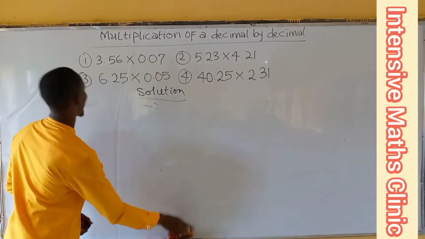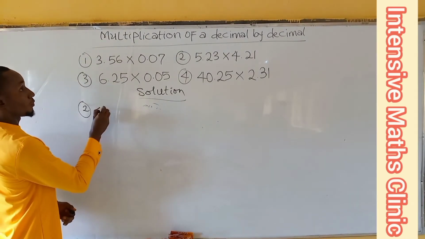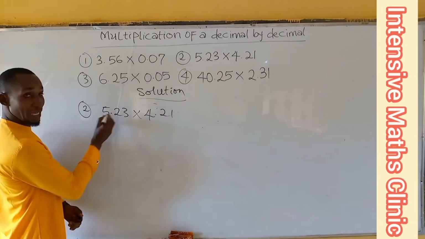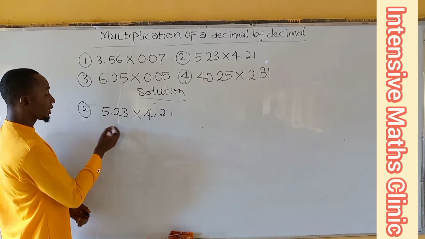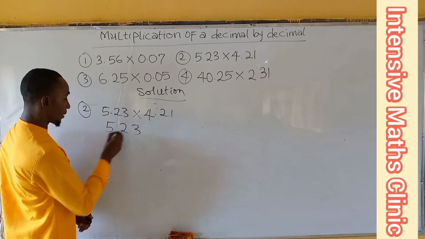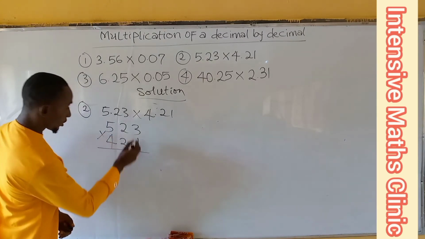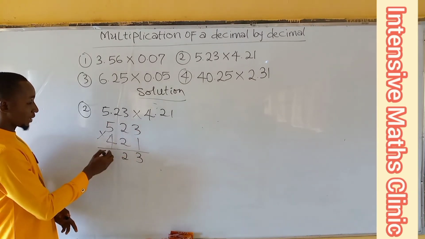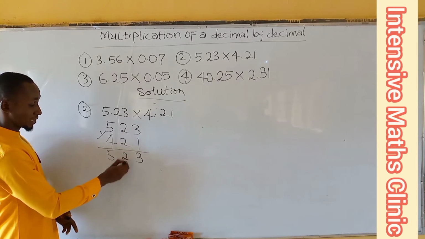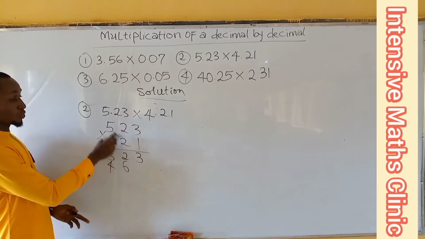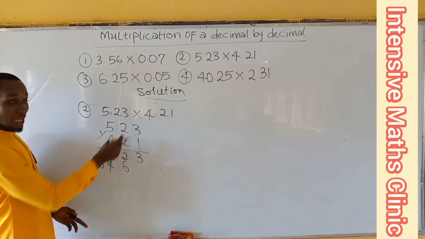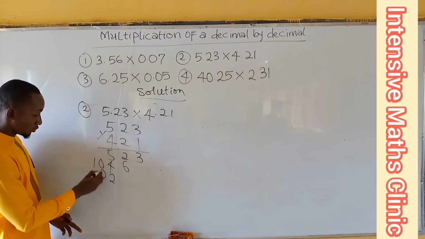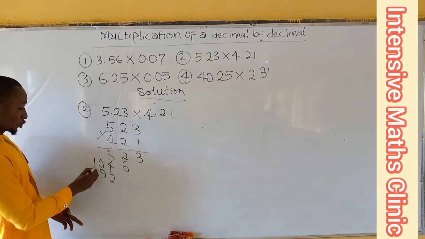We move to the next example, example 2: 5.23 multiplied by 4.21. By doing this, we neglect the decimal point for now. Later on, we will bring in the decimal point. 523 multiplied by 421. 1 multiplied by 3 is 3. 1 times 2 is 2. 1 times 5 is 5. 2 times 3 is 6. 2 times 2 is 4. 2 times 5 is 10. 4 times 3 is 12. We write 2, we take 1. 4 times 2 is 8, plus the 1 we took, becomes 9. 4 times 5 is 20.